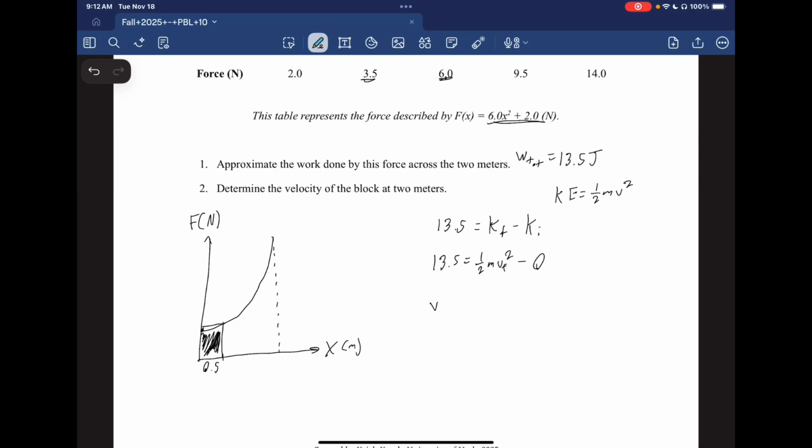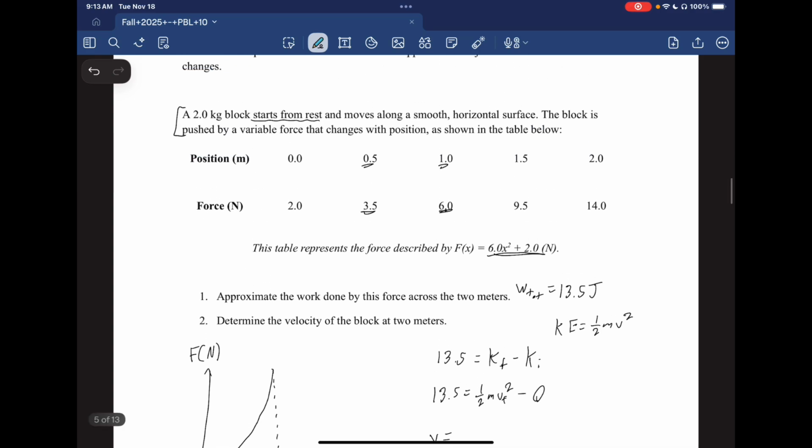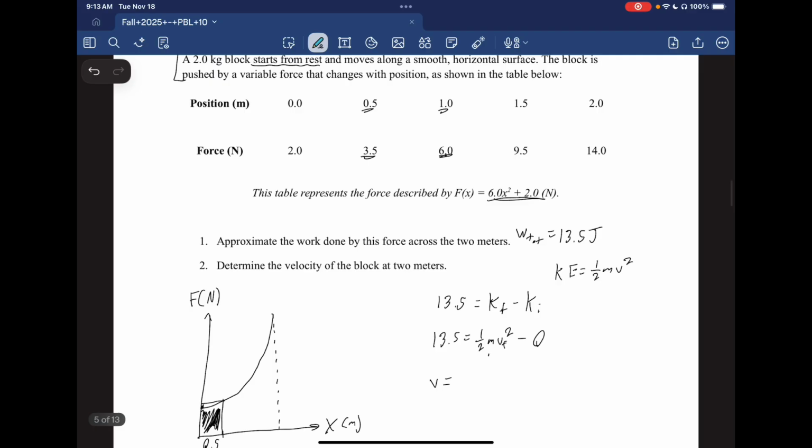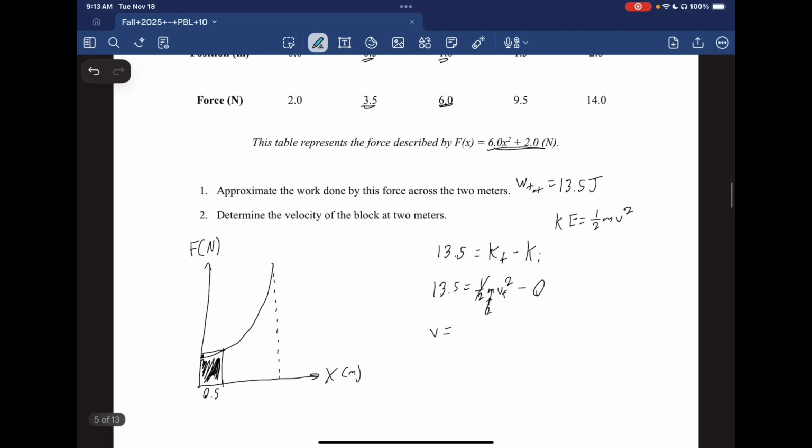If you solve this equation for v, you get that v is equal to, well, mass equals 2 kilograms, so this just cancels. And we have that v is just going to equal the square root of 13.5, which is roughly 3.67 meters per second.